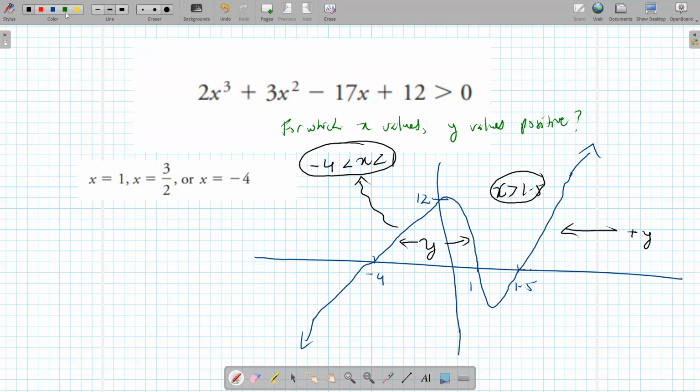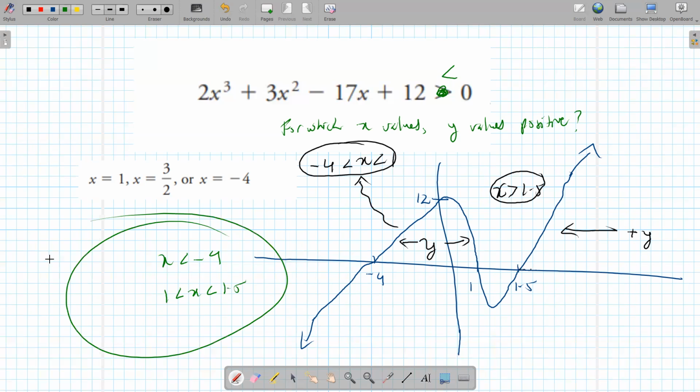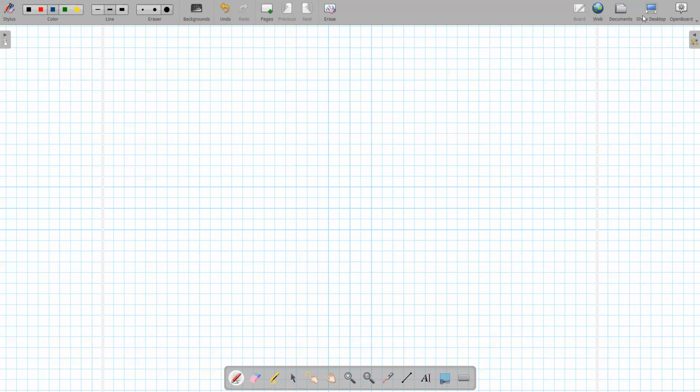Okay. What if instead of being greater than, it was less than 0? So what would be the answer now? So now we're looking for negative y values. For which x values are the y values negative? And x is less than -4. Yeah, that's one of them. What's the other one? When x is between 1 and 1.5. There we go. You see, that's the answer. Easy as that. Okay. But that required us to find the x-intercepts, which is a little bit more difficult, right?